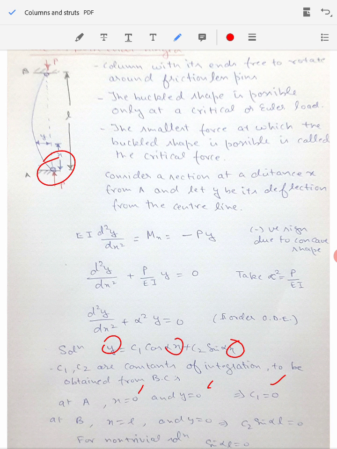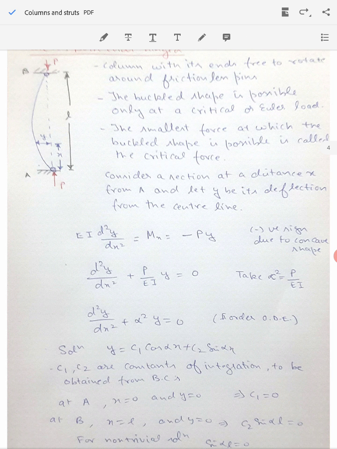Now let's look at the other end. When x equal to L, because the length of the column is given as L, the deflection is still 0, y is equal to 0. So next I am going to substitute for x, L, and y as 0. Because C1 is already 0, it will give me C2 times sin alpha L equal to 0.